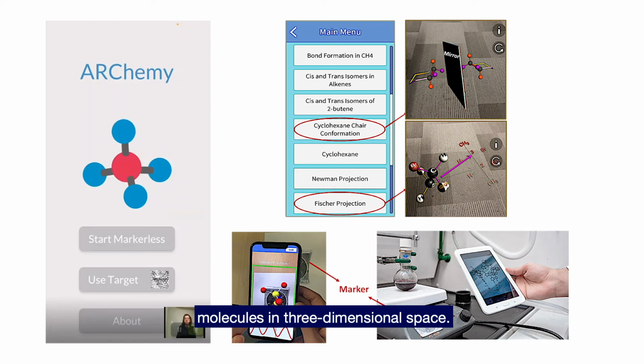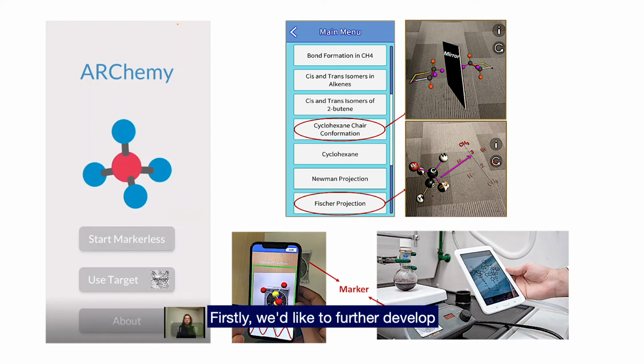molecules in three-dimensional space. We have published this work in the Journal of Science Education and Technology, and we also have a follow-up paper being published in the Journal of Chemical Education regarding the development of the markerless app. Generally, students believe that these resources were valuable as supplements to the textbooks, and therefore our future work will be directed at the following areas.